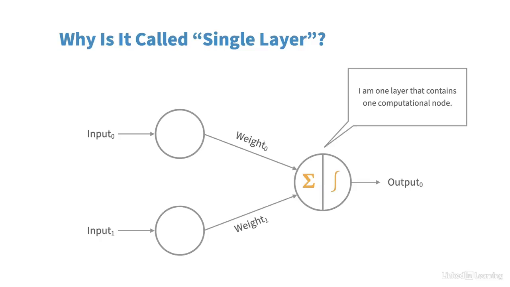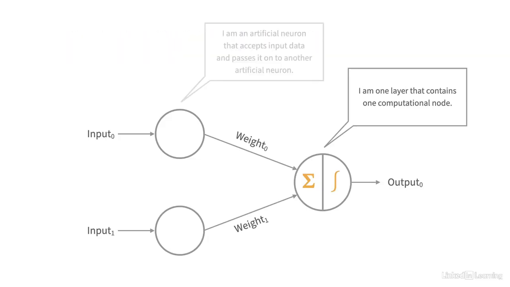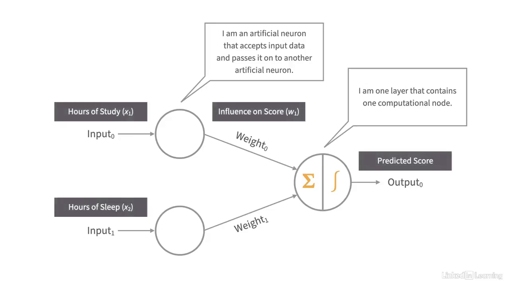A computational node is just a place where computation happens, similar to a neuron in the human brain, which fires when it encounters sufficient information signals. Shown here is our certification exam question, this time with an additional variable, hours of sleep. Here, the artificial neuron accepts input data, the hours of sleep and the hours of study, and passes the data on to another artificial neuron.